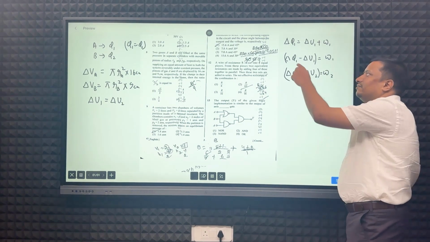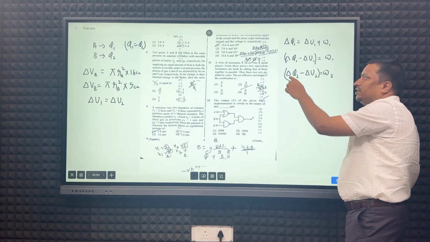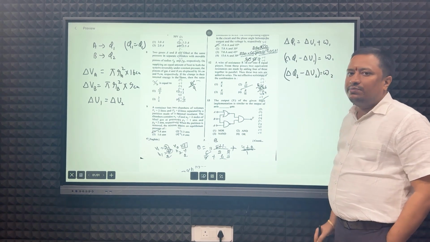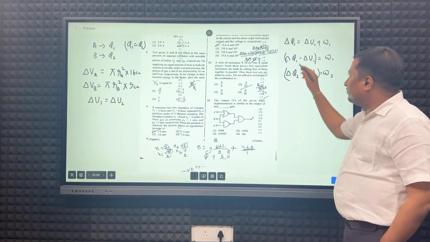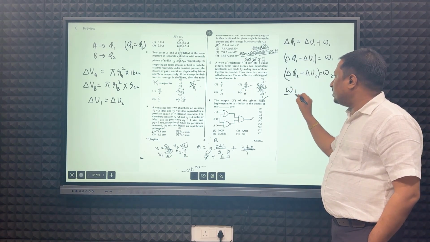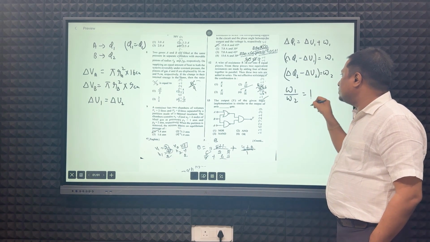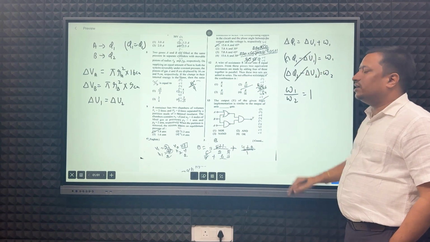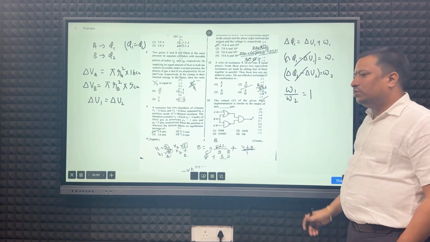They are saying heat given is same, change in energy is same. So don't you think W1 and W2 will be equal to each other? If I find the ratio, then I can write directly W1 by W2 will be equal to 1, because the ratio is going to cancel out. This and this will get cancelled. W1 will be equal to W2.